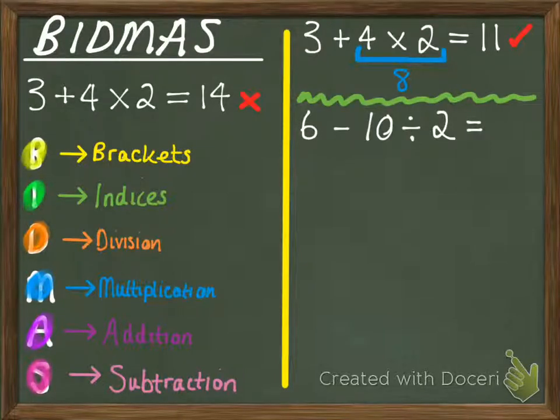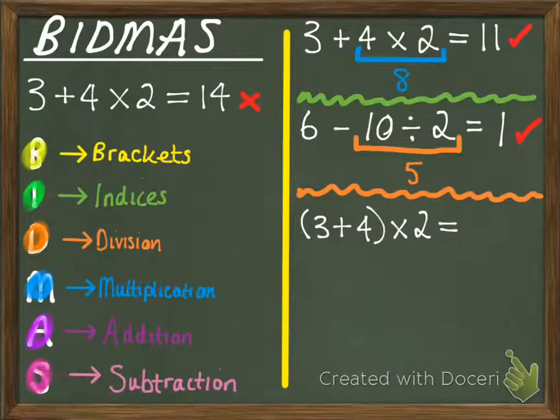Okay, slightly harder, quite similar to be honest. Brackets, there is none. Indices, we haven't got any. Division, I have got, so this is the first thing that I do. I've got 10 divided by 2. 10 divided by 2 is 5. Moving on, multiplication, I haven't got any. Addition, I haven't got any. Subtraction, the last thing, yeah, that's the only thing I'm left with. 6 take away 5 equals 1.